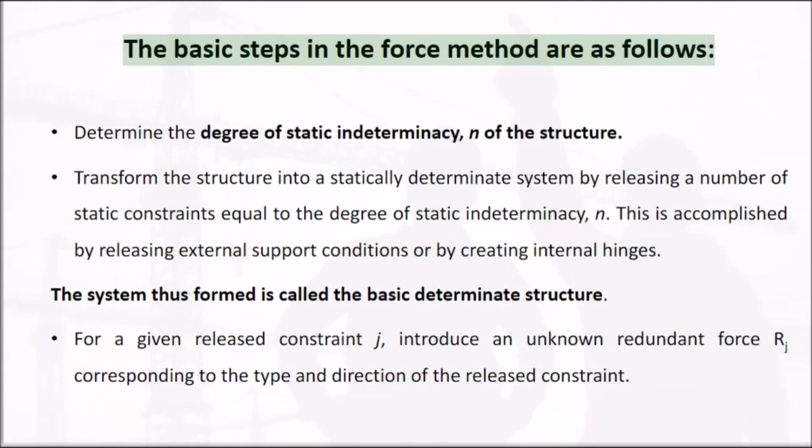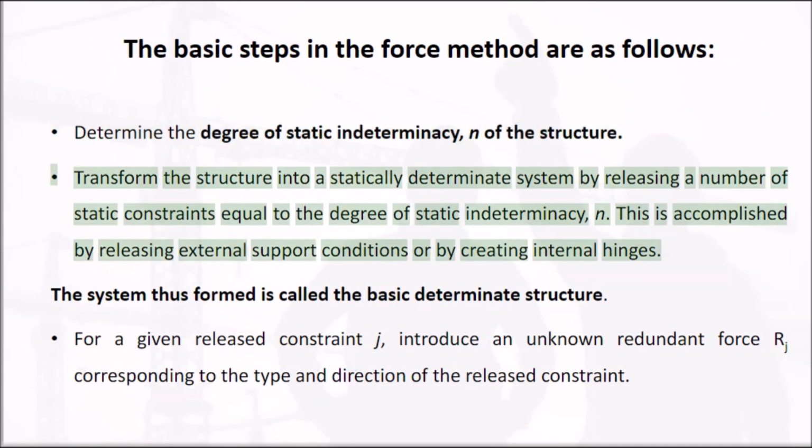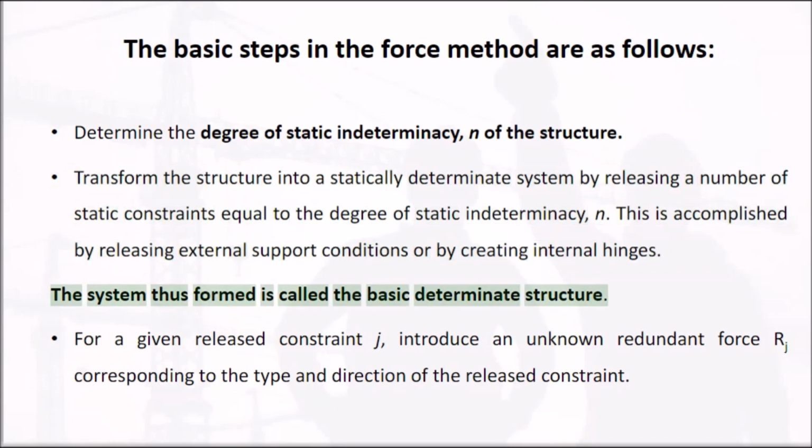The basic steps in the force method are as follows. Determine the degree of static indeterminacy of the structure. Transform the structure into a statically determinate system by releasing a number of static constraints equal to the degree of static indeterminacy, n. This is accomplished by releasing external support conditions or by creating internal hinges. The system thus formed is called the basic determinate structure.